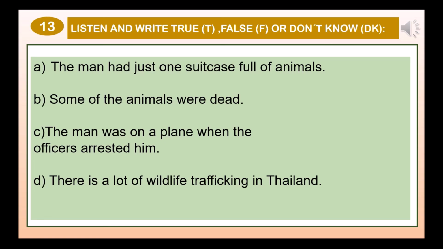Option A. The man had just one suitcase full of animals. This is false. Option B. Some of the animals were dead. Don't know. Option C. The man was on a plane when the officers arrested him. This is false. Option D. There is a lot of wildlife trafficking in Thailand. True.